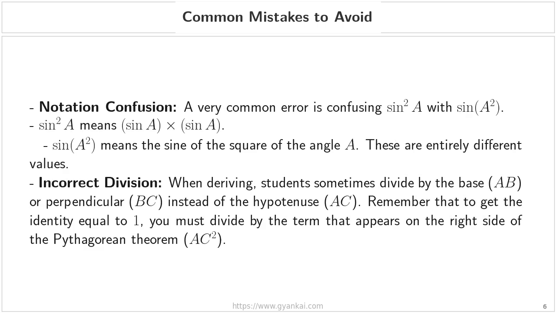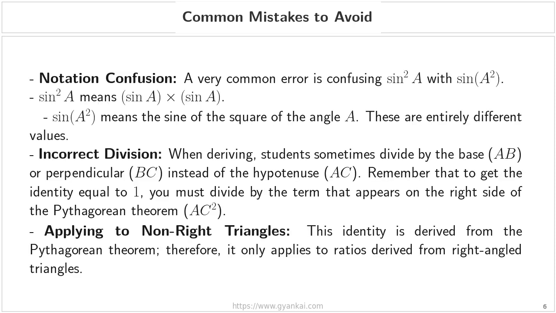Second, let's revisit the derivation process itself. During step 2 of our derivation, we divided every term by the square of the hypotenuse, which was AC squared. A common mistake is to divide by the base, or AB, or the perpendicular, or BC, instead. Remember, the goal of this algebraic transformation is to make the right side of our equation equal to 1. To achieve that, you must divide by the term that stands alone on the right side of the Pythagorean theorem, which is the square of the hypotenuse, AC squared.